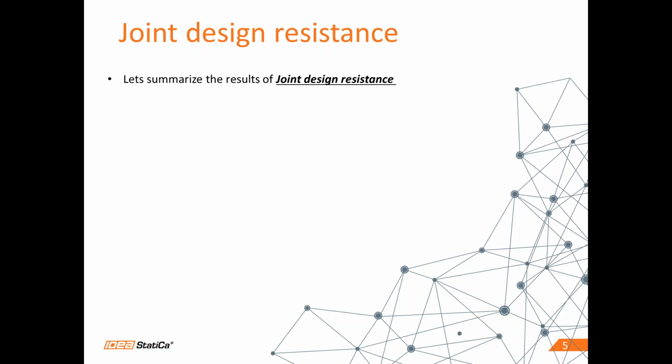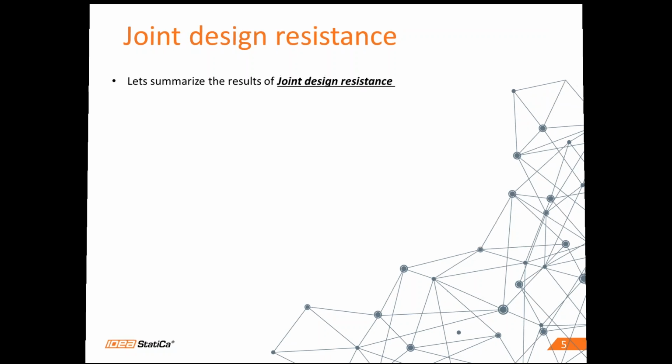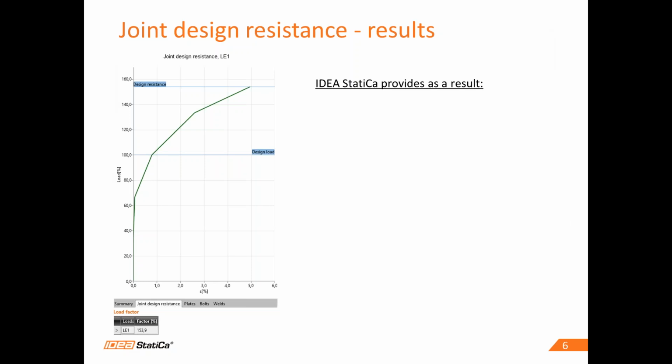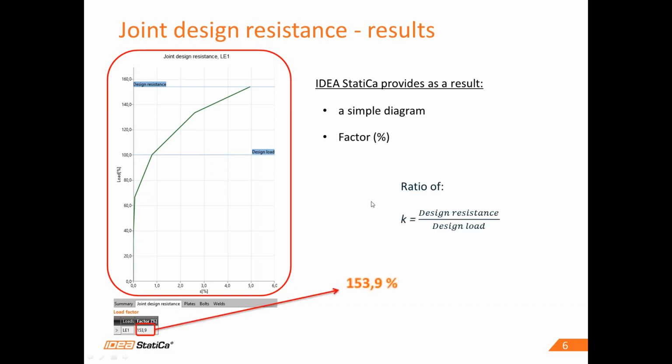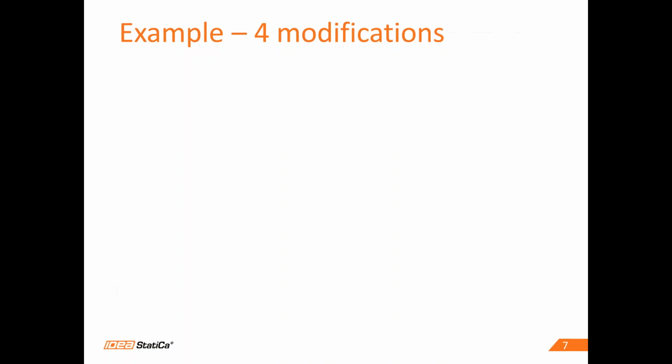So let's summarize the results of Joint Design Resistance. IDEA StatiCa provides as a result a simple diagram and a vector, and the ratio of design resistance and design load. You can use it to determine the maximum load. You can use it in many other ways as well. I did one example for you.